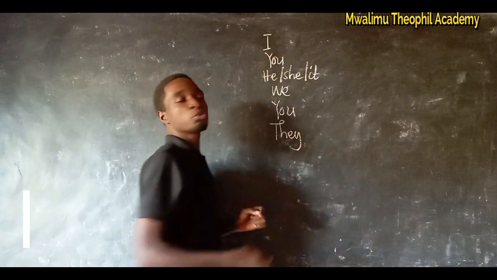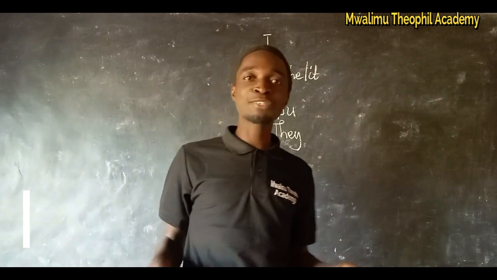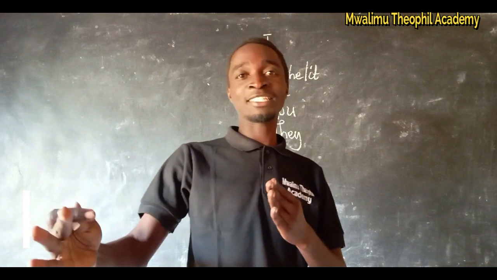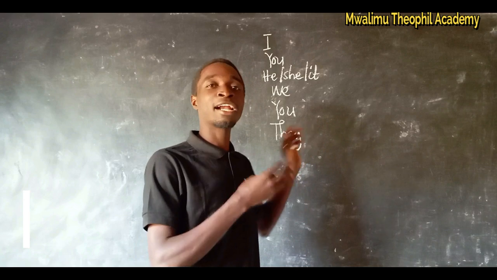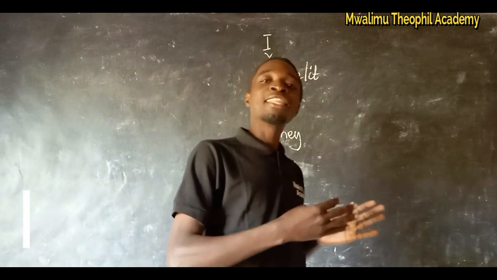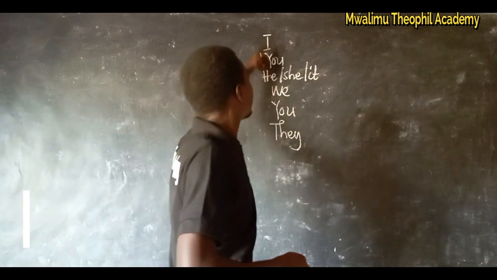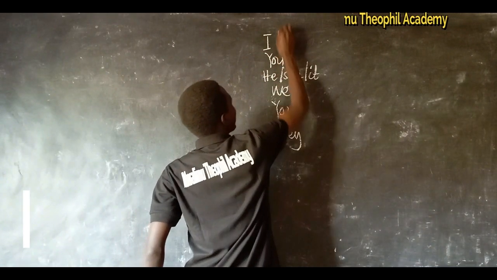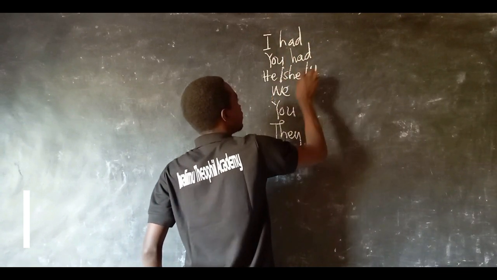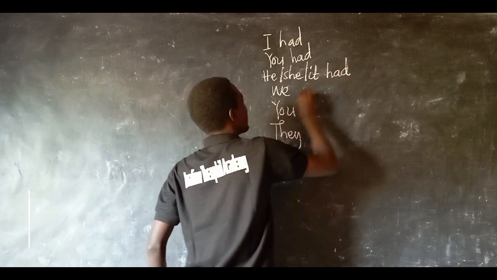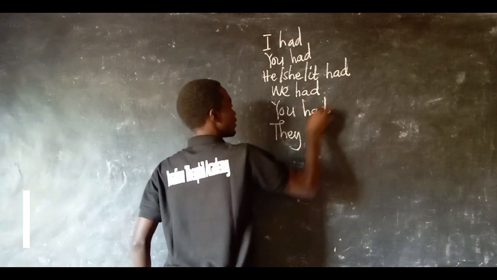Now, I am going to use these personal pronouns to construct various sentences which are in past perfect tense. As I have said before, after the subject, I mean here a noun or pronoun, we add the helping verb which is had. So after each pronoun here, I am going to add had. I had, you had, he, she, or it had, we had, you had, they had.